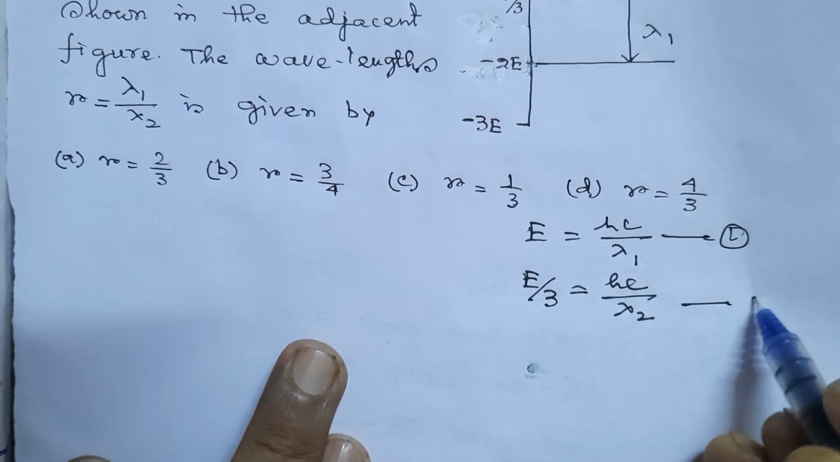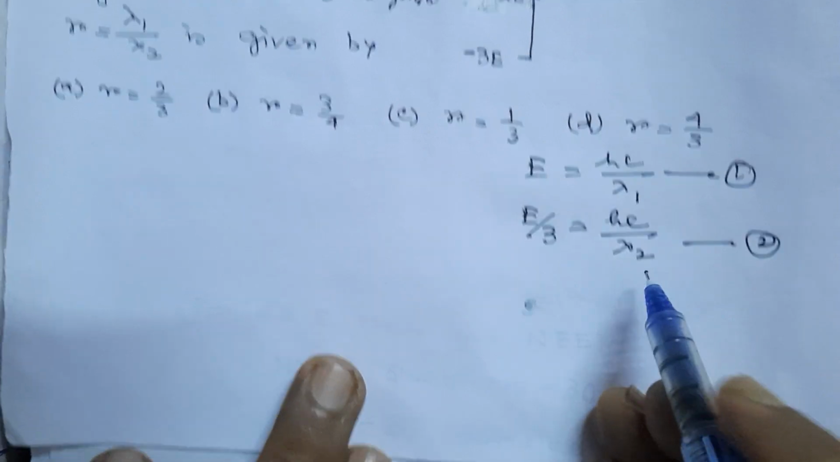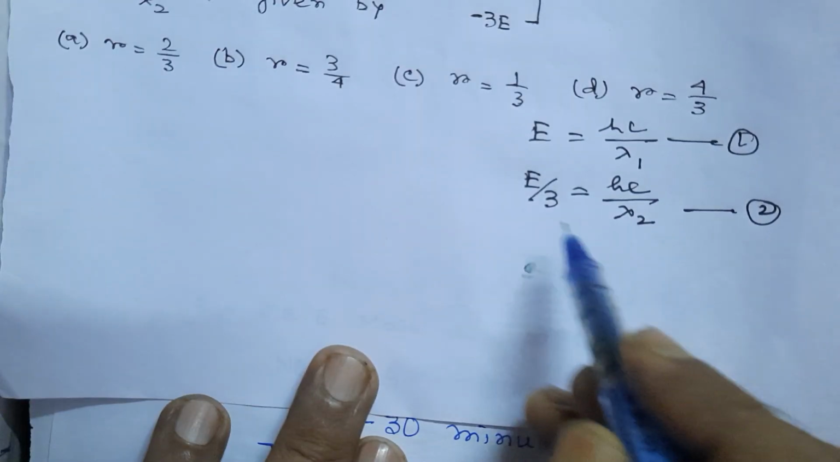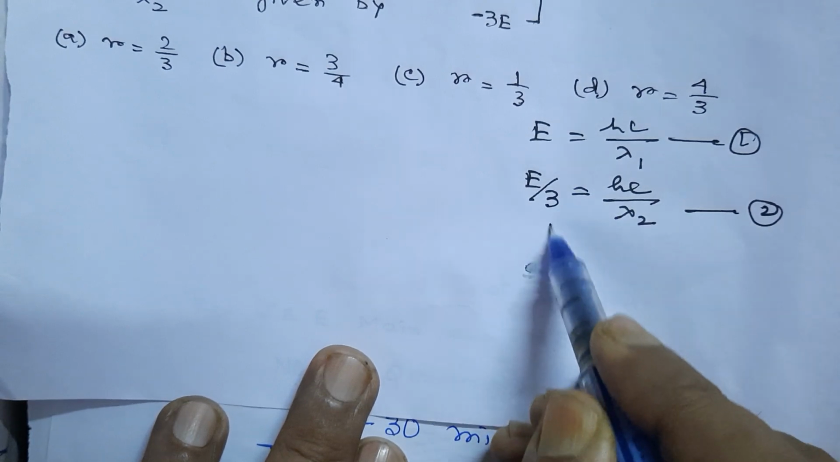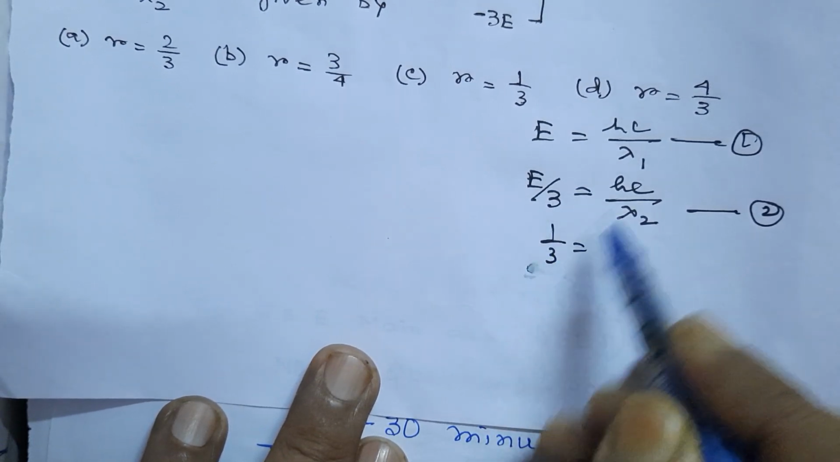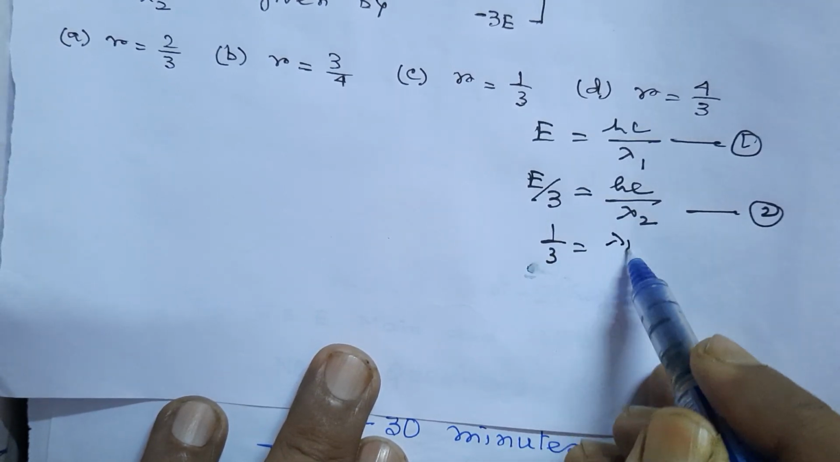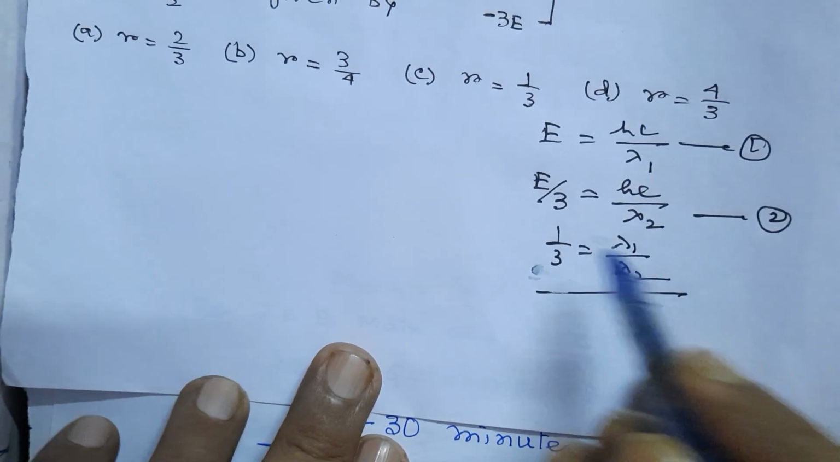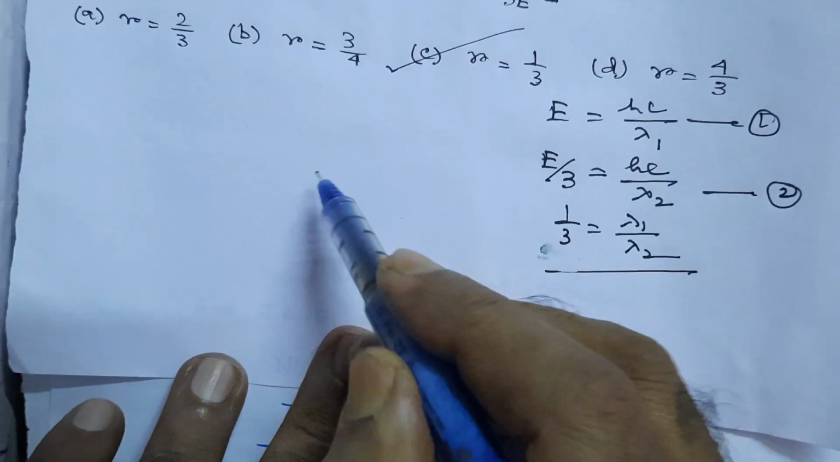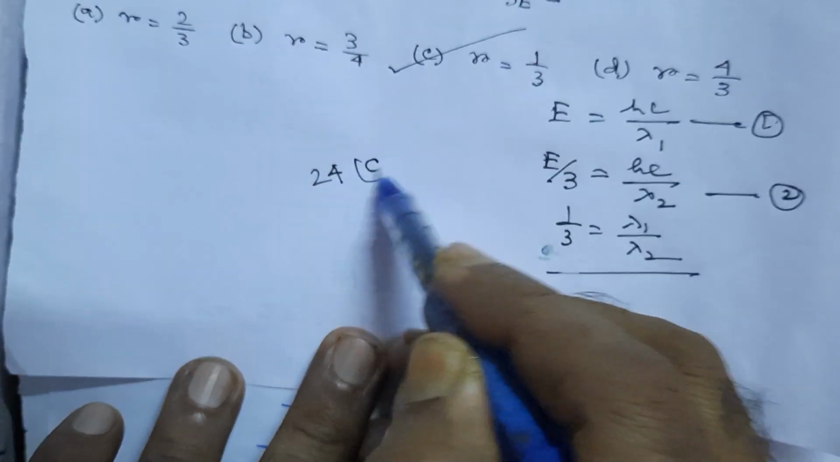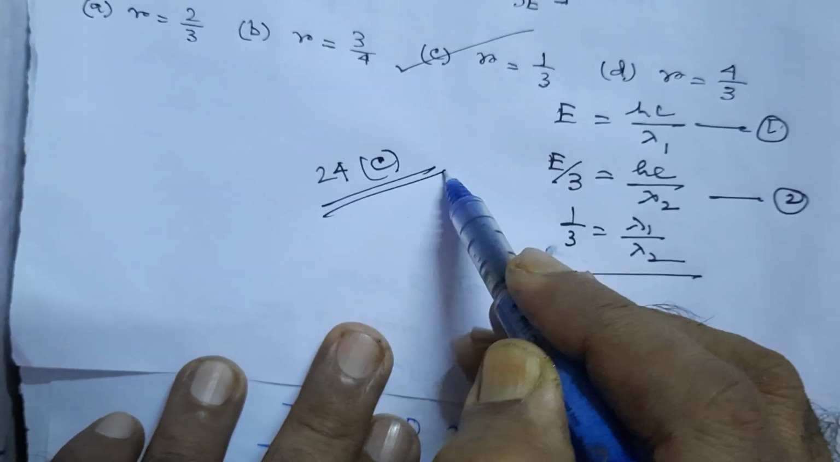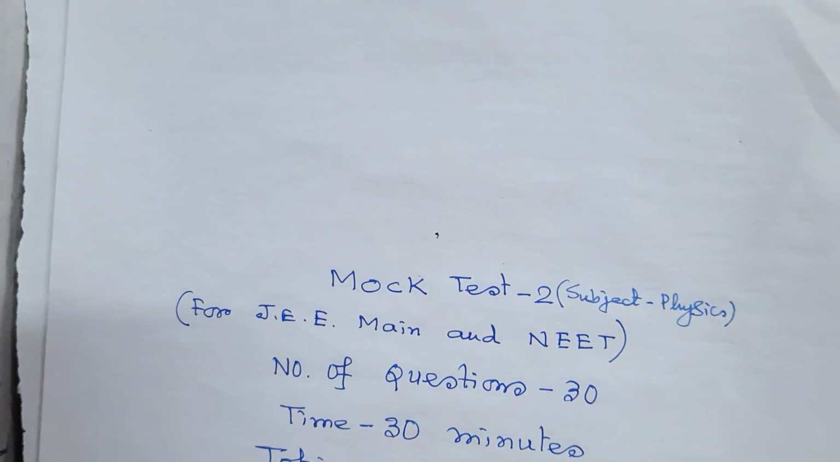Now lambda 2 is in the denominator. So dividing 2 by 1, we get 1/3 equals lambda 1 by lambda 2. So the correct answer is C. So for question number 24, C is the correct answer. Now see the next question, question number 25.